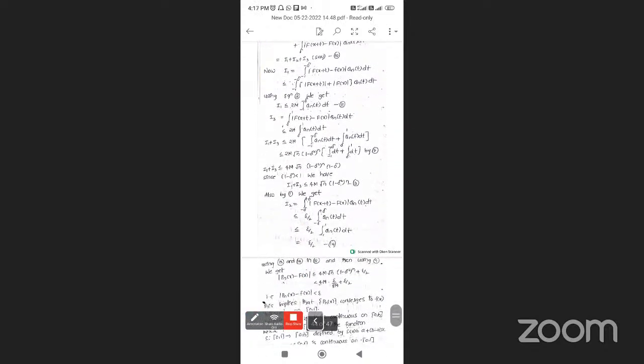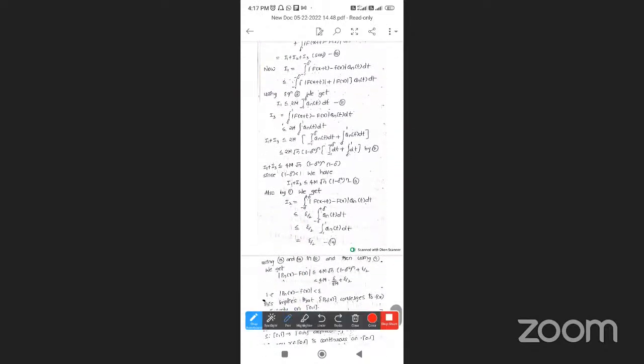So this is equation 1. By equation 1, I2 is the integral from minus delta to delta of mod of f of x plus t minus f of x, times Qn of t dt, less than epsilon by 2 times the integral from minus delta to delta of Qn of t dt, which is less than epsilon by 2 times the integral from minus 1 to 1 of Qn of t dt. This is the 14th equation. The integral from minus 1 to 1 of Qn of t dt has value 1.